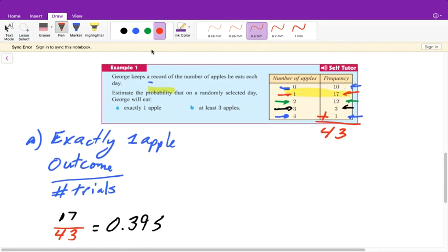All right, so now for B, it is at least 3 apples.